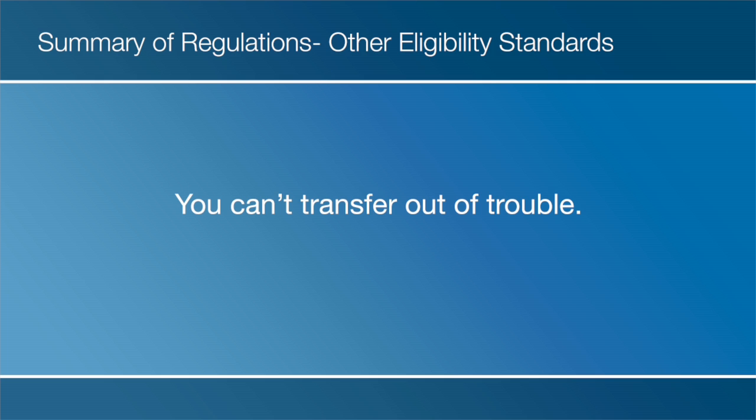One last thing to note is that you can't transfer out of trouble, either academic or athletic problems. If you're having issues at your current school, it is possible that those troubles will follow you and you won't be able to compete right away at your new school. Please review this information in the summary of regulations now.